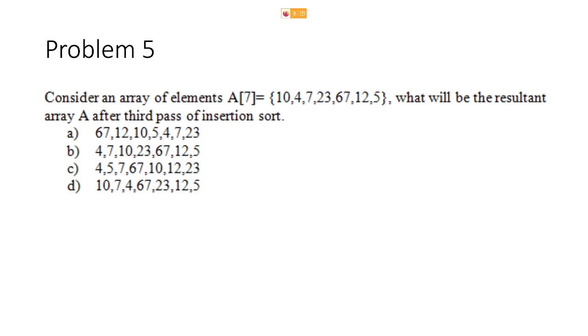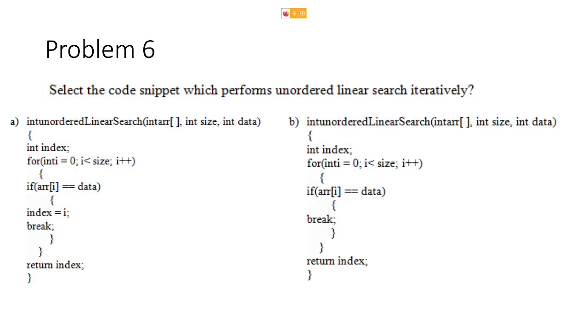Is there any question? Okay, if not, let's look at problem number 6. So this I think is an easy problem. It's just asking you, which of the code snippets performs unordered linear search iteratively? Okay, so which of the following code is doing an iterative linear search?